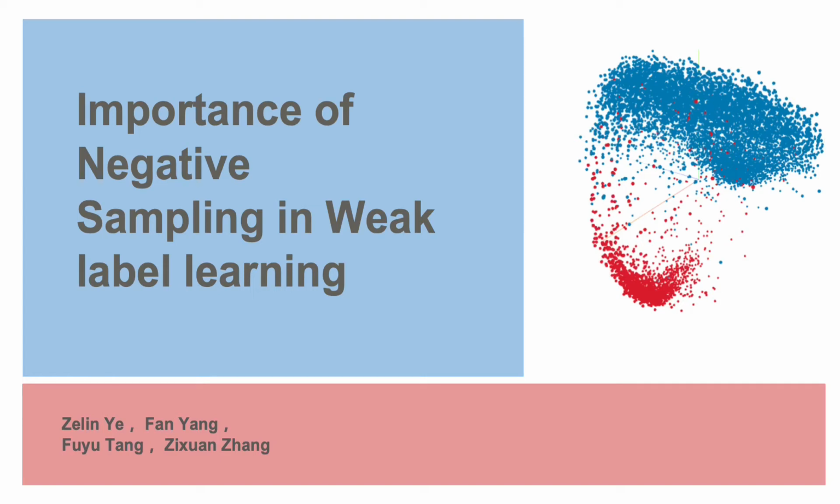Hi everyone. The topic of our project is the importance of negative sampling in weak label learning. The problem to be solved here is to select negative sampling strategies to compress the total number of data used for training, but can still retain the classification accuracy.